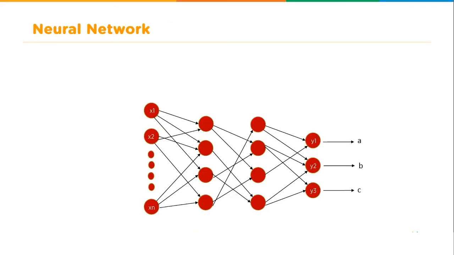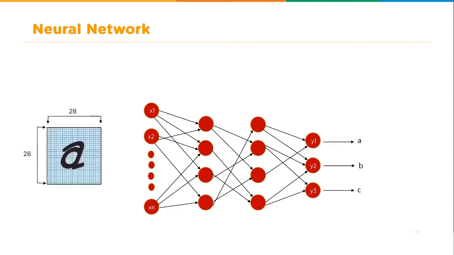So we talked about the neural network. This is a simple neural network, which must be trained to recognize handwritten alphabets A, B and C. And you can see here we have our input coming in.